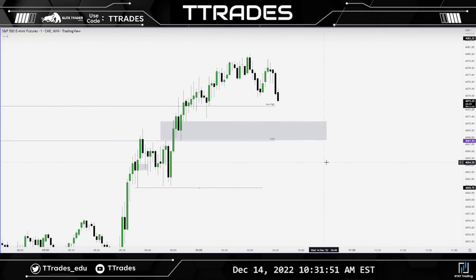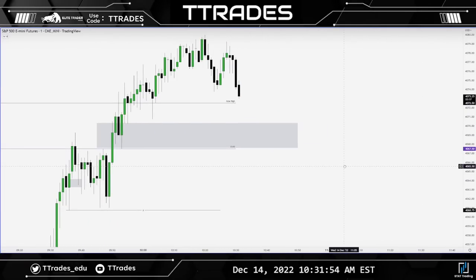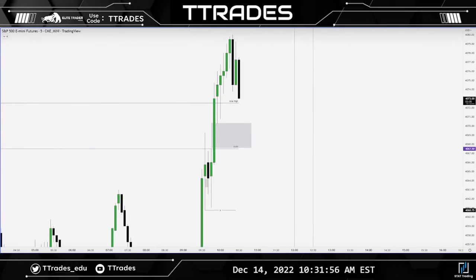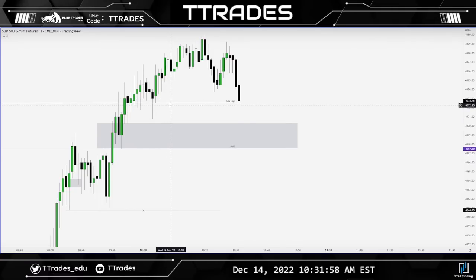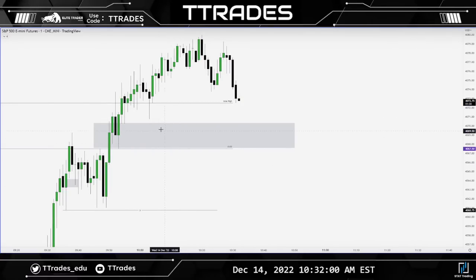See here, likely to reach for that fair value gap. Just makes the most sense in terms of draw on liquidity, or at least to go take that low.